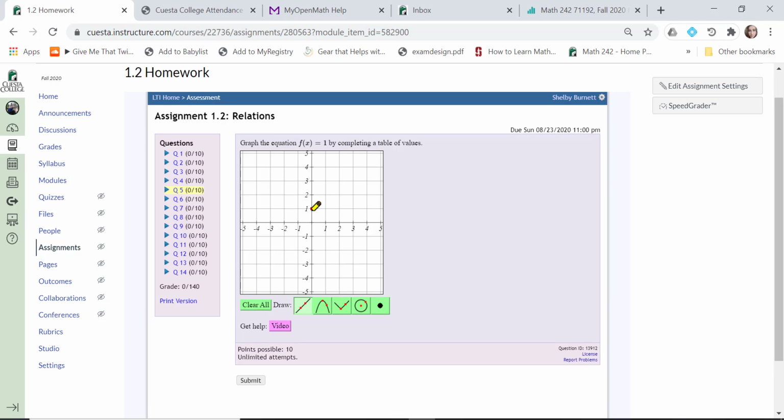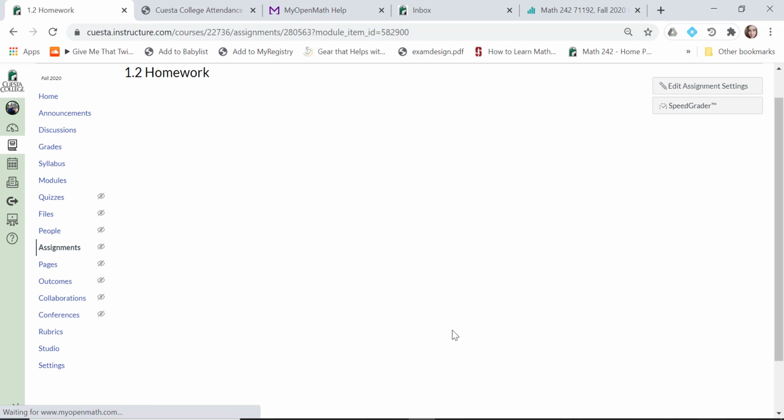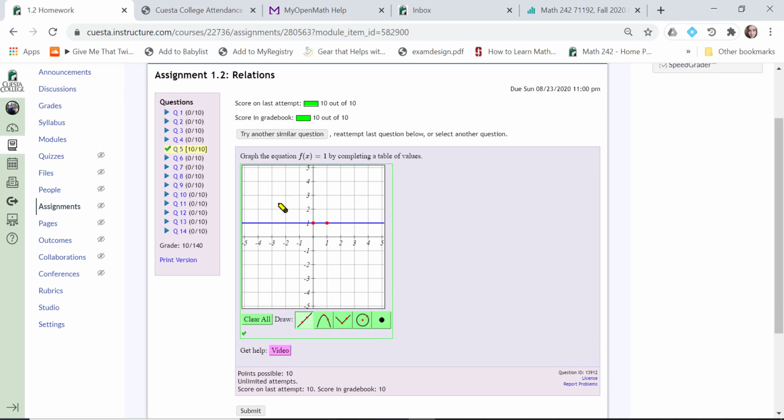So I'm just going to choose a couple points using the line tool. Make sure this little line tool is selected here, and then you plot the red points. Okay, there's two that looks good, and I have a horizontal line at 1. So go ahead and submit. And there we go.